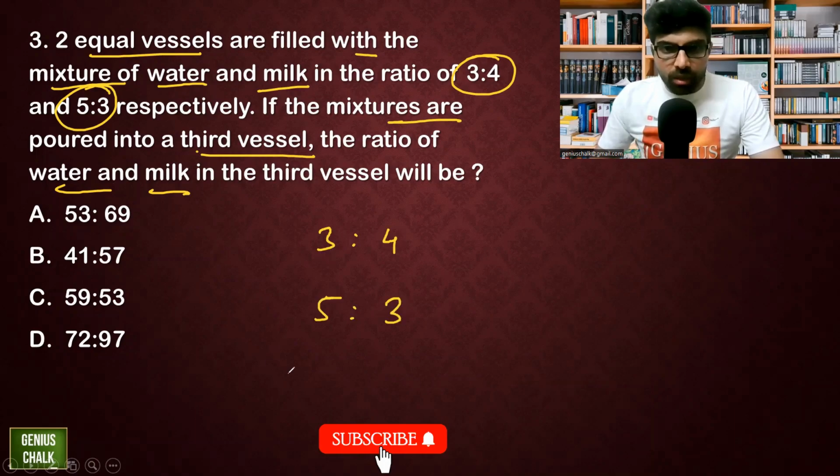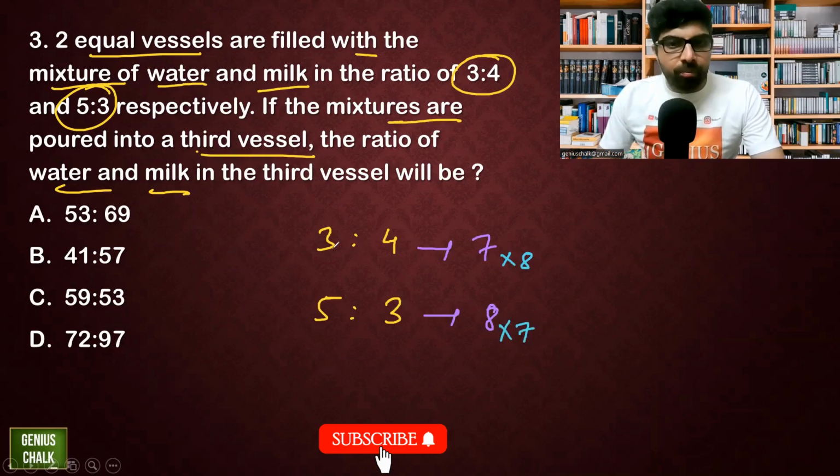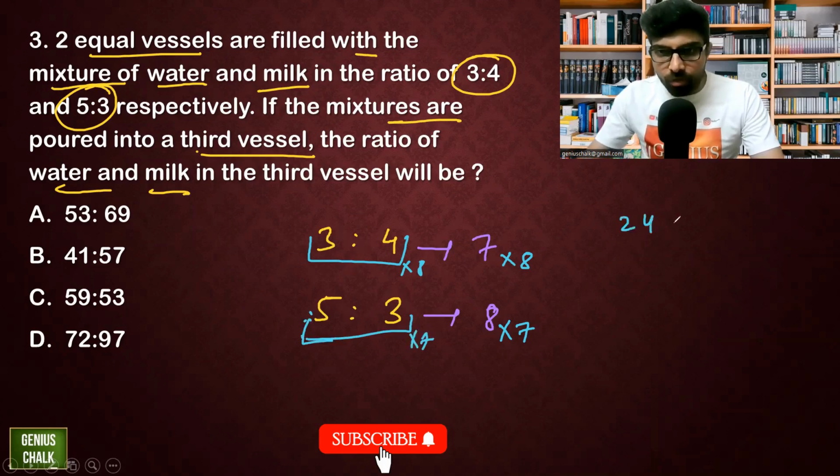What is the total here? The total here is 7, and the total here is 8. What do we need to do now? Multiply this by 8 and this by 7. Both parts of this are to be multiplied by 8, and both parts of this are to be multiplied by 7. So just multiply: 3 8s are 24, 4 8s are 32.